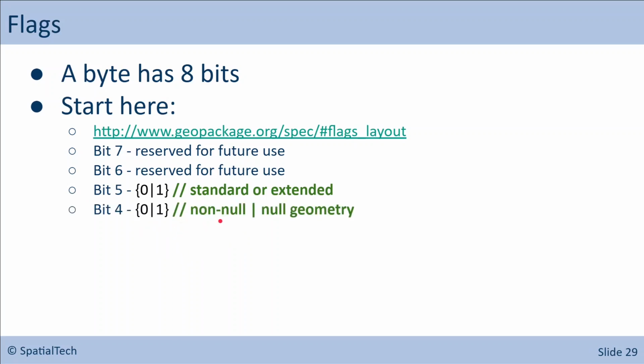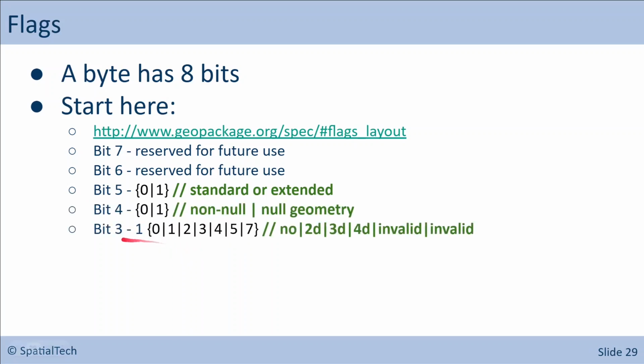Is it null geometry? And then bits 3 through 1 tell you whether you're 2D, 3D, 4D. And then there's a single bit of a byte that says whether you're big or little endian. A byte has 8 bits.